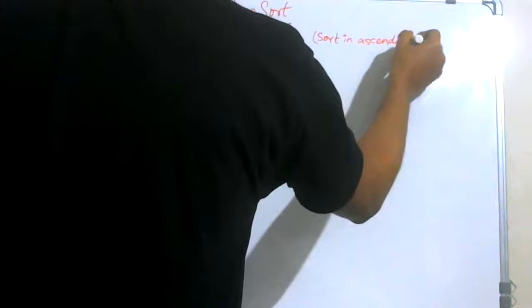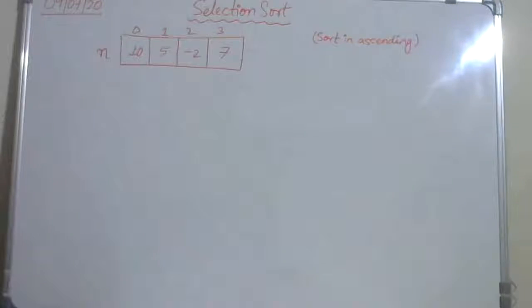So we are doing the example by showing you how to sort in ascending order, but while writing the program we'll take a look at both the orders. We'll take a look at the ascending order as well as descending order.